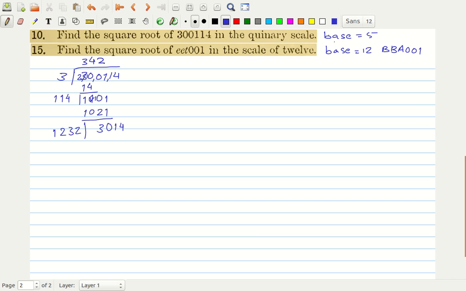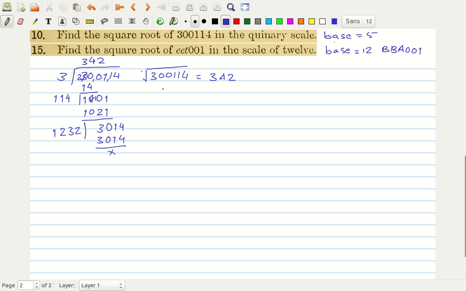So 2 times 2 is 4, 2 times 3 is 6, which is 1, 1 in base 5. So you have a carryover of 1. Now 2 times 2 is 4 plus 1, 5, which is 1, 0. So you have a carryover of 1. 2 times 1 is 2 plus 1 is 3 and you are left with 0 remainder. So the square root of 300114 in base 5 is going to be the number 342 in base 5.